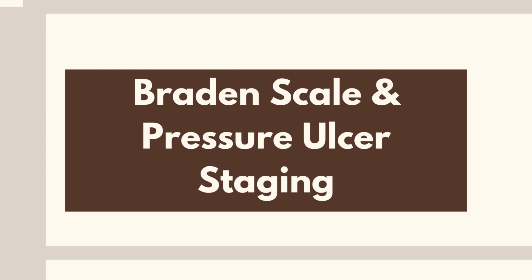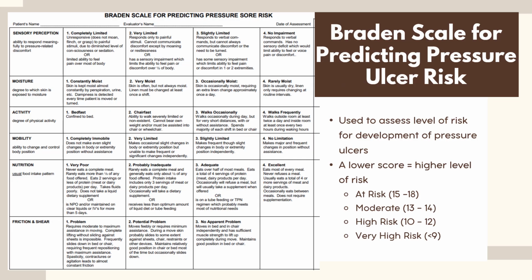Next, we have the Braden scale and pressure ulcer staging. So with the Braden scale, this is going to be utilized to predict the risk for pressure ulcer development to guide prevention strategies. It's going to help prioritize interventions for patients at high risk for a pressure ulcer.